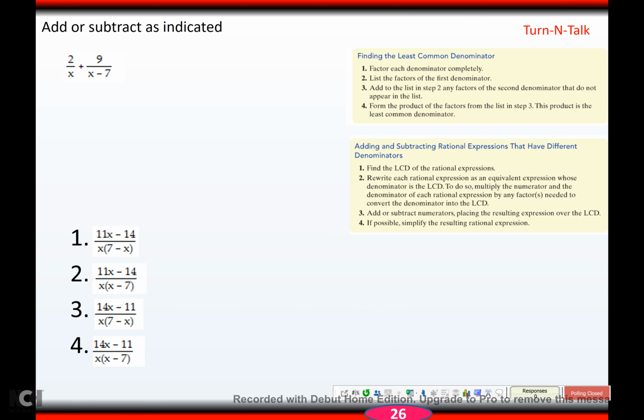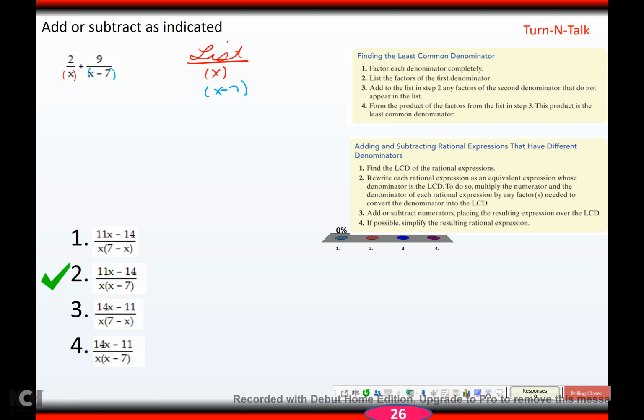Alright, so you do this one, hit pause, come back when you're ready, and you should get 2. If not, let's look at why. I can't factor anything, so I'm ready to make my list. My first denominator has an x in it, so I need an x. My second denominator has an x minus 7, so I need an x minus 7.